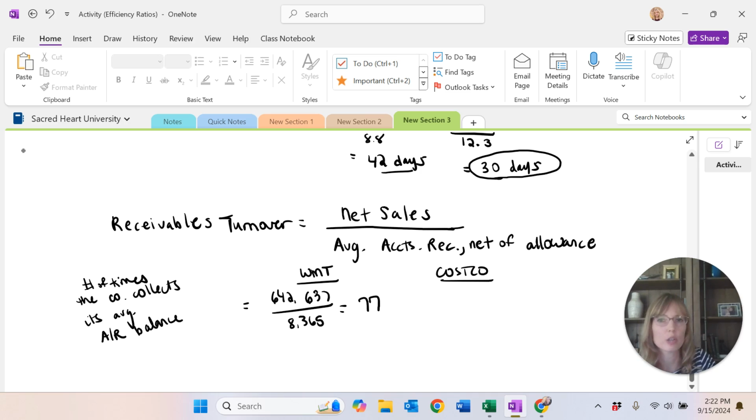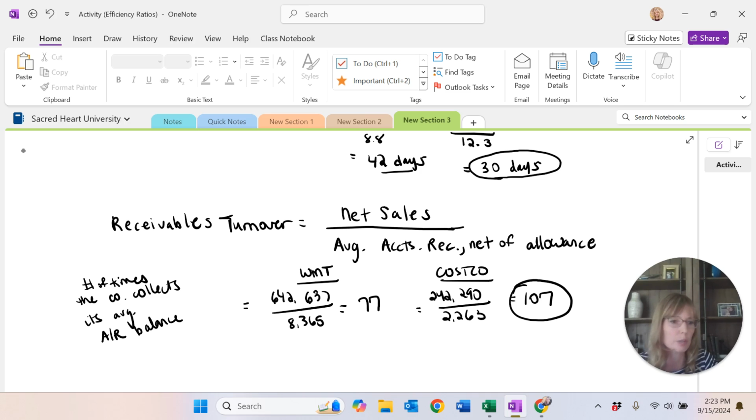All right, and for Costco, we have net sales of 242,290, and average accounts receivable balance of 2,263, and this works out to be 107. So who's collecting their receivables faster? Costco is. They're turning them over, collecting them into cash better. So we would say that Costco has greater liquidity or efficiency in collecting its receivables.